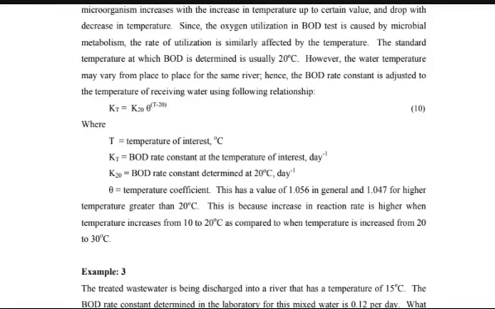1.056 for the general value, and if the temperature is above 20 degrees Celsius, then we will take it as 1.047. Minute changes are there in the fractions, but yes, we will take 1.047 if the temperature is greater than 20. If the temperature is less than 20, then there is no problem, we can take 1.056. So just remember this formula so that we can calculate the value of k, the rate constant, at a particular temperature.